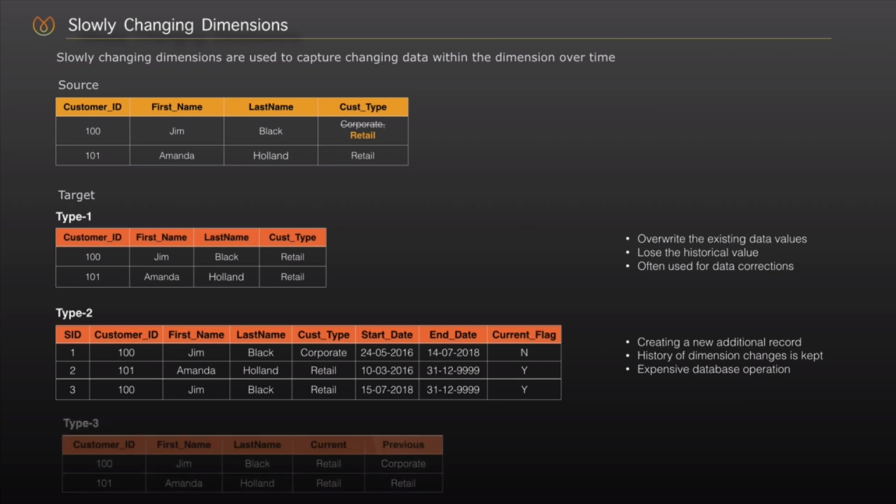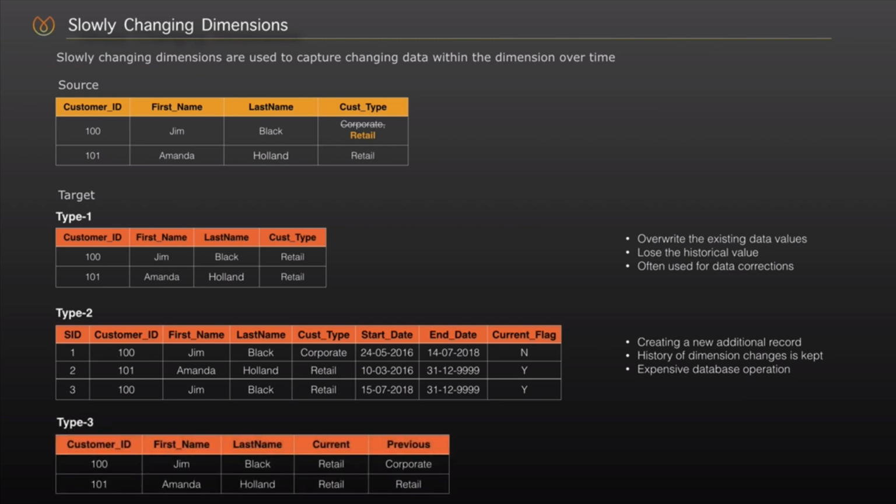So the last one is type 3. This is a seldom used type of slowly changing dimension. In this type of slowly changing dimension, you add a second column to store the most recent past value. So when the data is updated, the existing value is moved to the column defined to store the previous value, and the new value is placed into the reportable column. So this gives you the ability to look back and see what the previous value was.